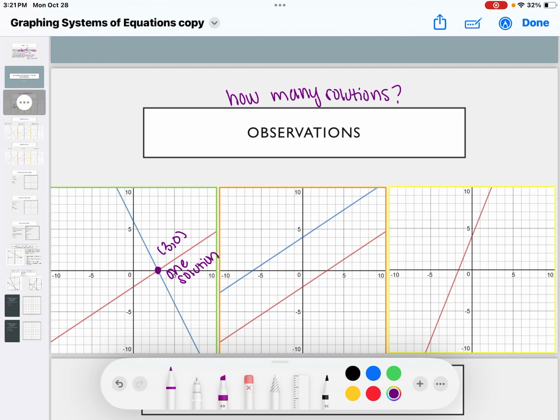If you and your partners discussed that this would have no solutions, you're correct. Why would they have no solutions? Because they would never cross, because these are parallel lines. And then you might be asking yourself, there's only one line I see on this last one. But what if I told you there were two lines? How many solutions then do we have? Infinite solutions. Okay? Because they would be crossing at every single point on this line.